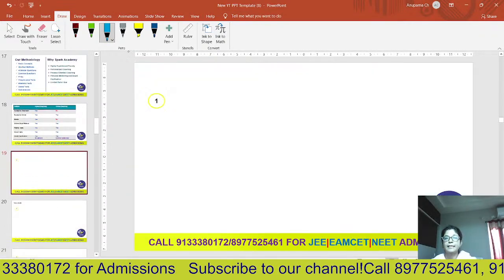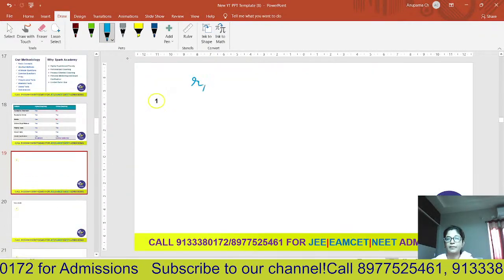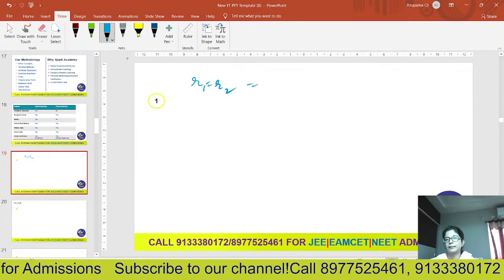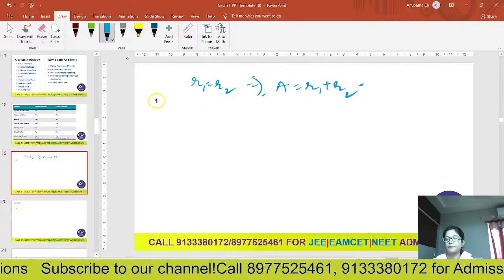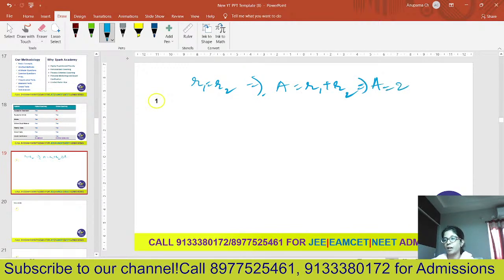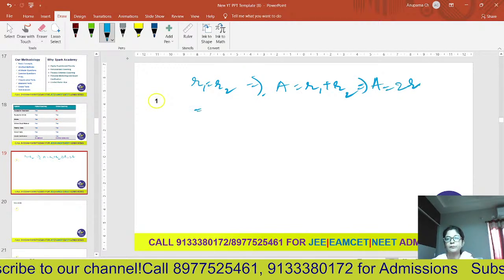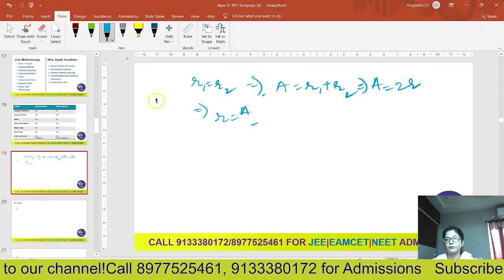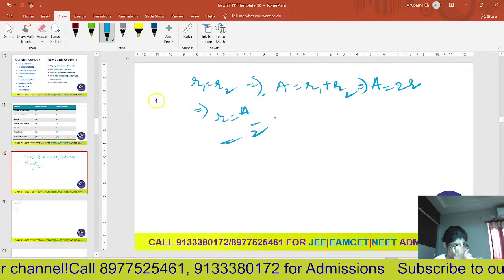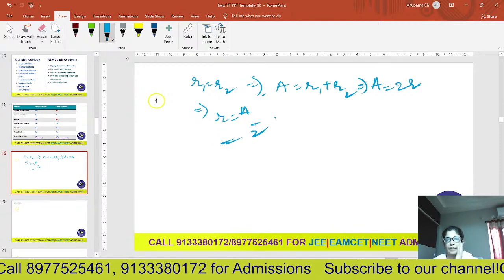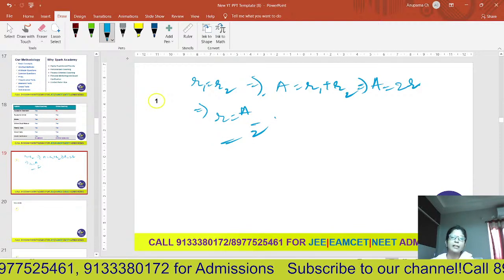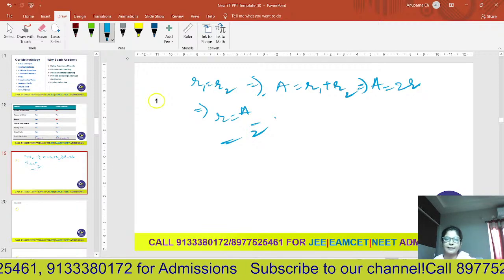Right. At angle of refraction, R1 is equal to R2, I said. That means A is equal to R1 plus R2, so A is equal to 2R. Right? That means R is equal to A by 2. So you got the angle of refraction, you got the angle of incidence. Now put in Snell's law.